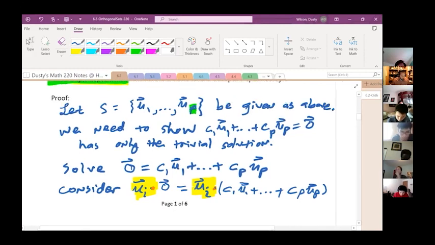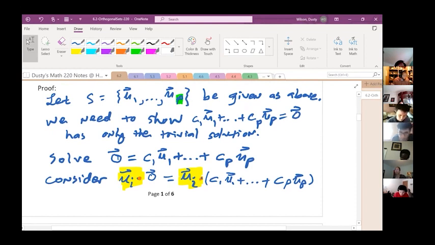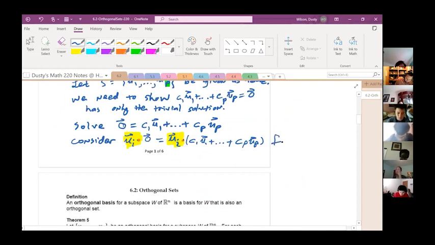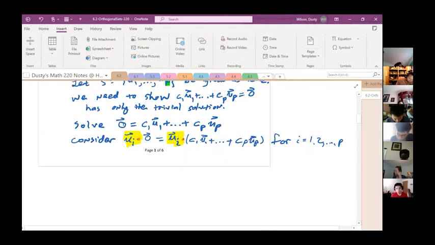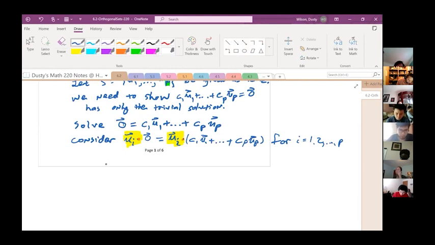Okay. So you might say, well, which i are we focusing in on? We're going to do this for all the i's. This would be for i equal to 1, 2, all the way to p. So if I take that ui and I dot it with that linear combination, then I can simply distribute on the right side. So what's going to be ui dotted with 0? That should be pretty straightforward. Is that 0 scalar or 0 vector? And it's the 0 scalar.